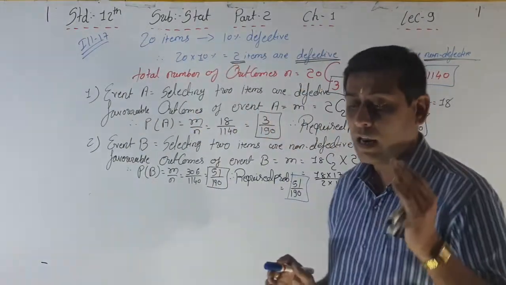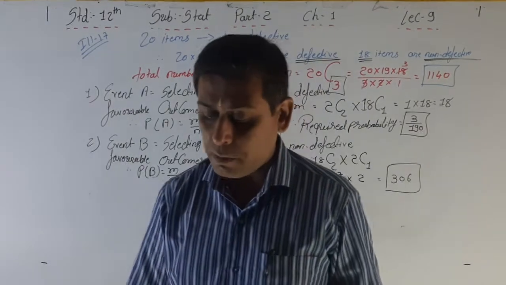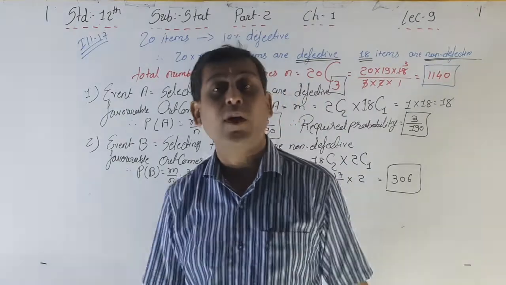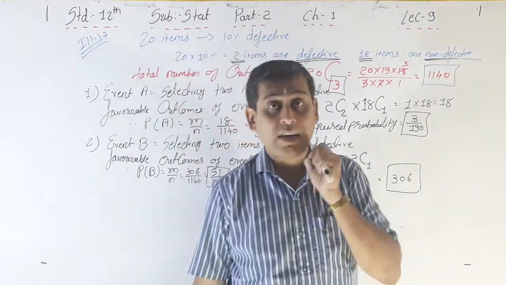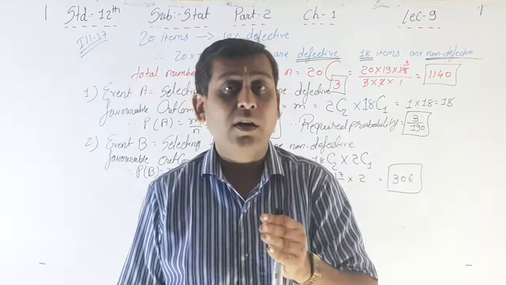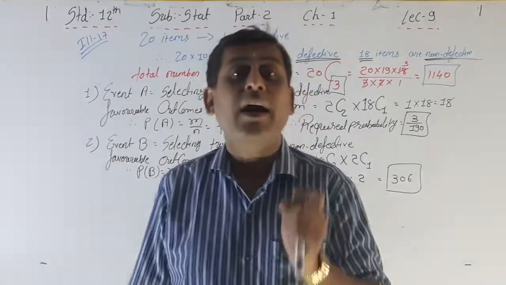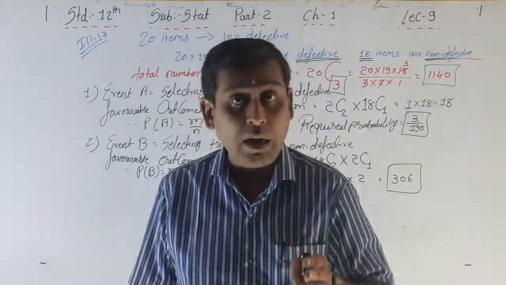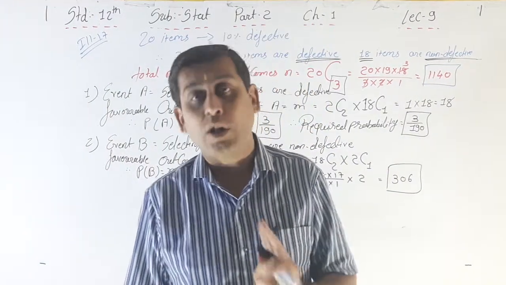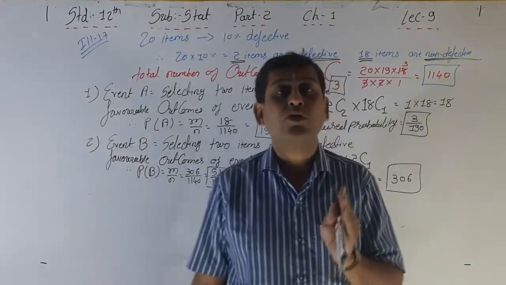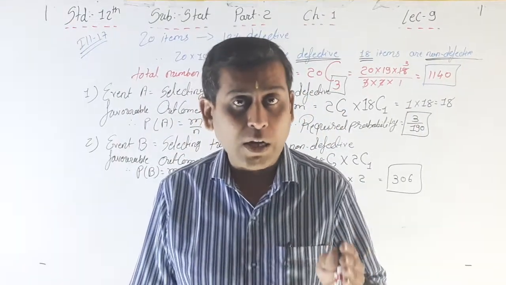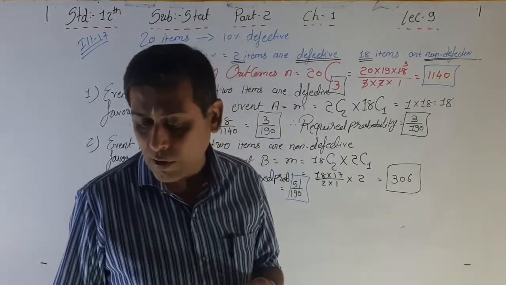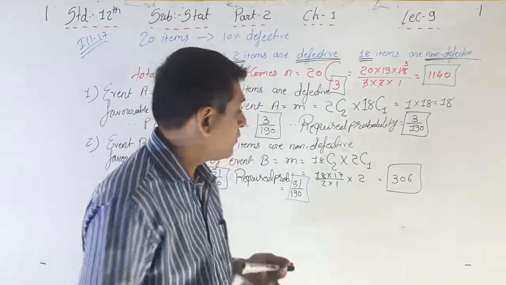Okay, and last but not least, the main question: all 3 items are non-defective. Now the question is directly asked: non-defective items are 18, and from those 18 items we have to select 3, and all 3 are non-defective. So we have to select all non-defective items. All the 3 items are non-defective among the 3 selected items.